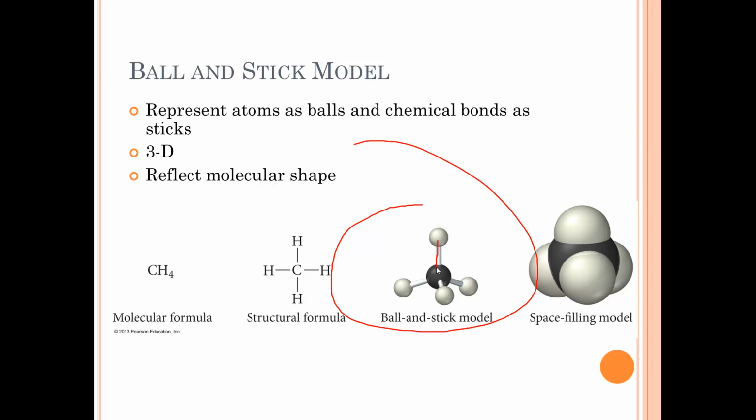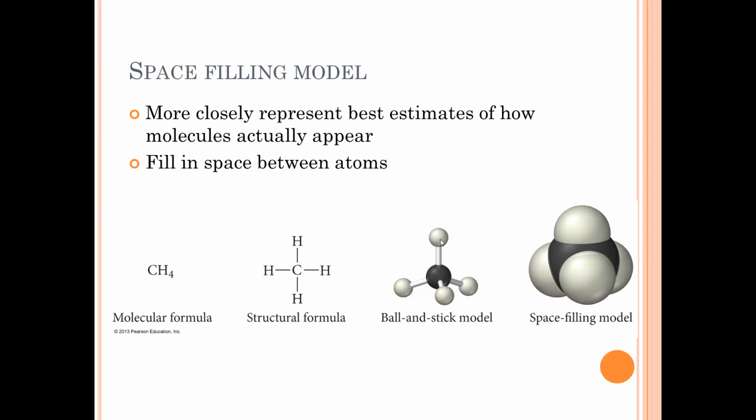So here we see that one of the hydrogens is coming out, one of the hydrogens is going in, and these are on the same plane. It gives you a more realistic, 3-dimensional view of what it would look like. The most realistic is the space-filling model. It more closely represents the best estimates of how molecules actually appear. It fills the space between the atoms.